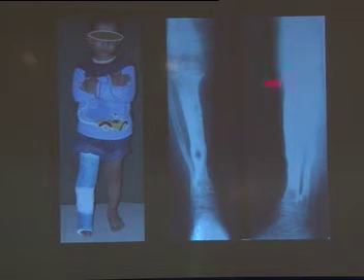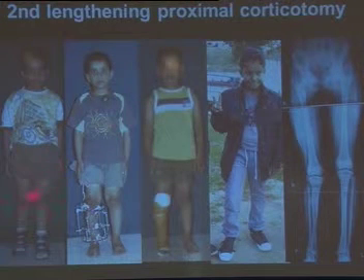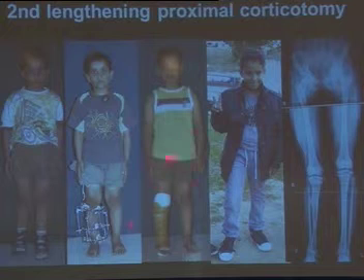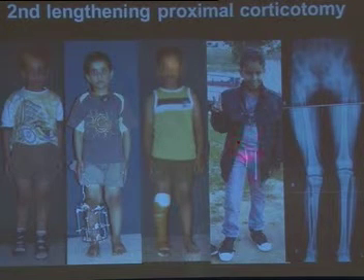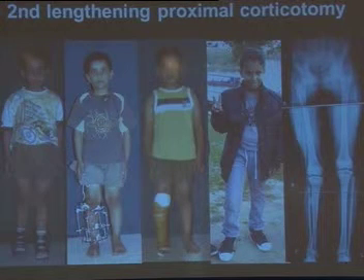This is at the end, axis is restored, length is a little bit short, and he comes back 3 years later for a second lengthening like this, in which case we perform a proximal lengthening. And here he is 4 years after the second lengthening as well, and you can see a very little bit of shortening is still persisting, but he's an excellent result, and he's playing football at school.